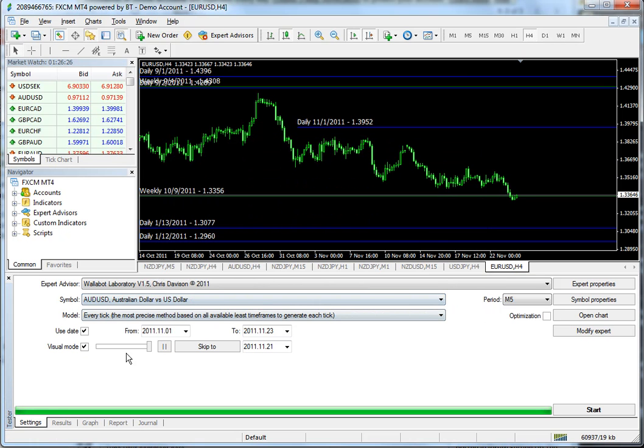Press OK. I'm not going to do visual mode because that's going to take forever. And I'm not going to choose optimization. I've got all my other settings correct, and I'll click Start, and we'll be back with the report.